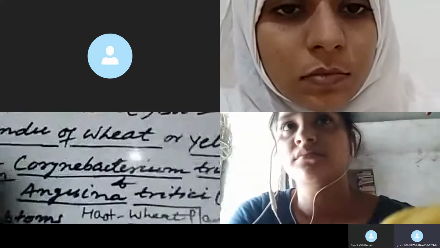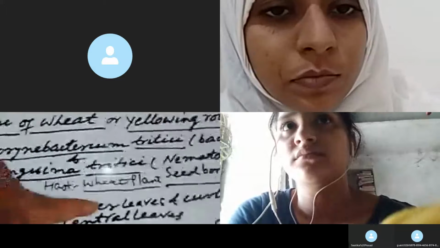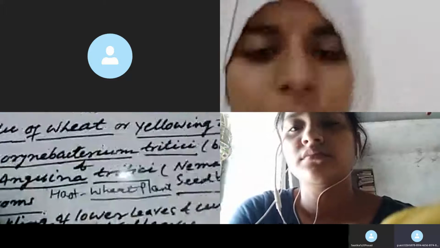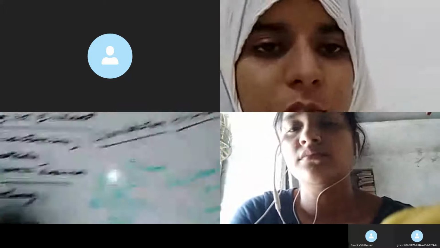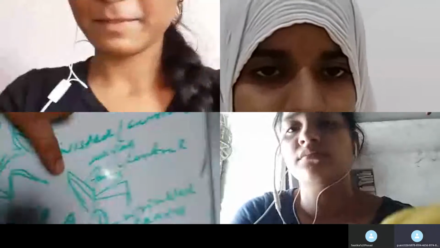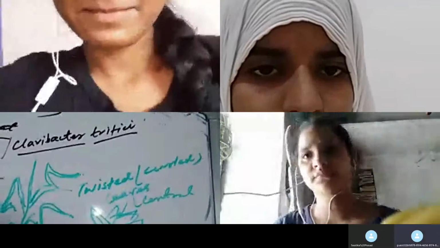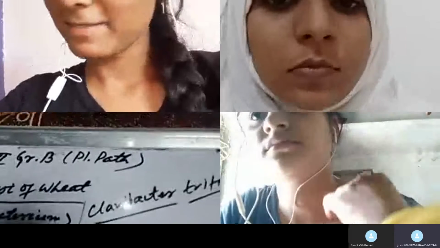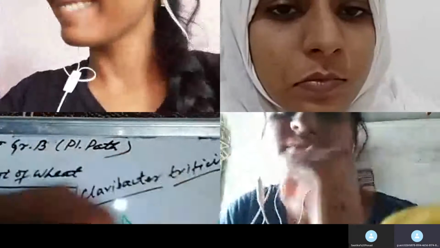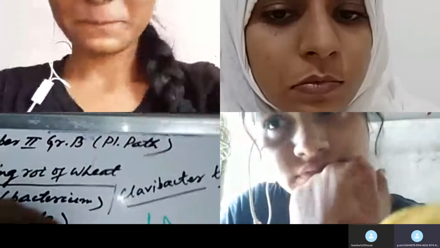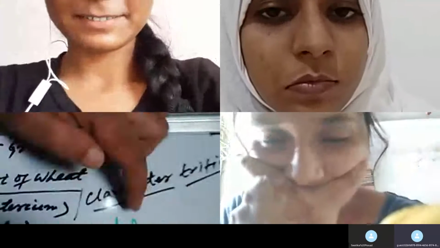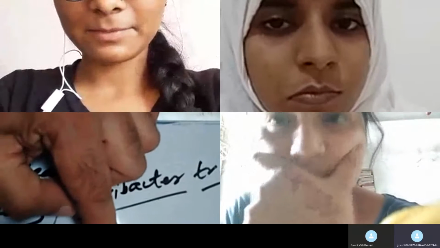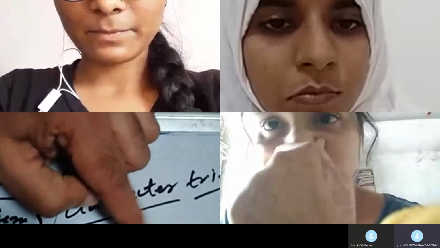The second symptom I have written here: wrinkling of the lower leaves and curling. Curling, you can also say the twisting of the central leaves. In the diagram, these two have been shown here. This shows the wrinkling of the lower leaves, and this diagram shows twisting of the central leaves. The leaves get twisted. See, with the help of the diagram, look at this diagram.